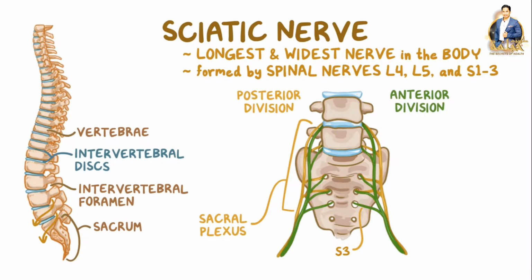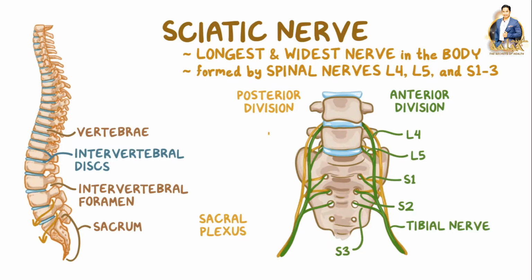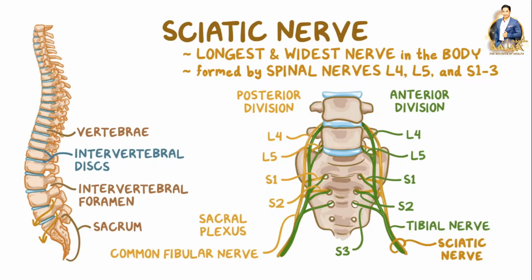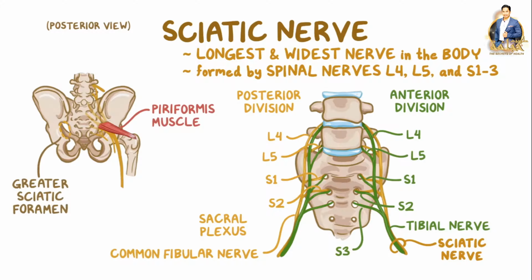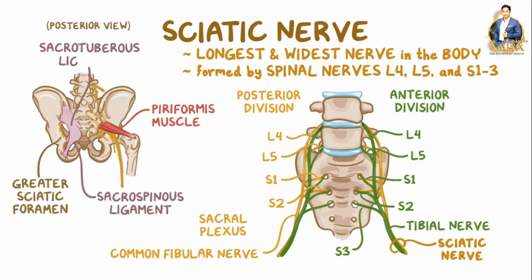Anterior divisions of the L4, L5, S1, S2, and the entire S3 nerve create the tibial nerve, while posterior divisions of the L4, L5, S1, and S2 form the common fibular nerve. These two nerves are bound together by connective tissue and make up the sciatic nerve. The sciatic nerve then passes beneath the piriformis muscle and through the greater sciatic foramen, which is an opening formed by the pelvic bone, sacrospinous, and sacrotuberous ligaments.